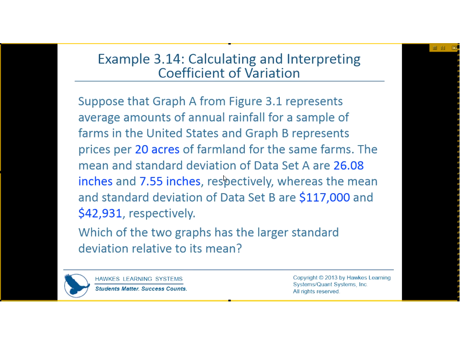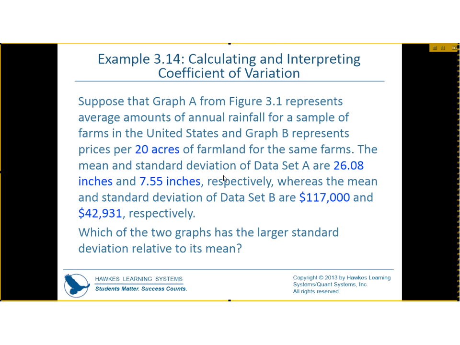Okay, so here we go. Suppose that graph A from figure 3.1 represents the average amount of rainfall for a sample of farms in the United States, and graph B represents the price of 20 acres of farmland for the same farms. The mean and standard deviation of data set A is 26.08 inches and 7.55 inches, respectively, where the mean and standard deviation of B is $117,000 and $42,931. Which graph has the largest standard deviation relative to its mean?